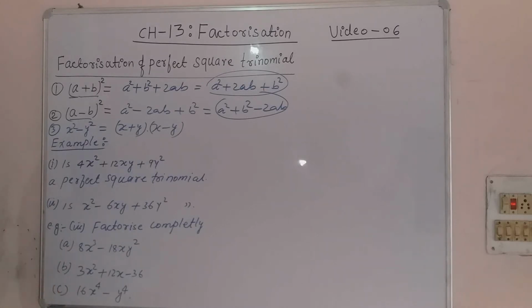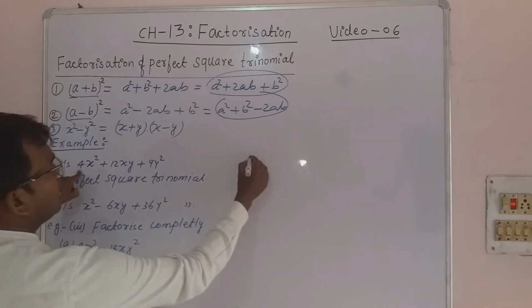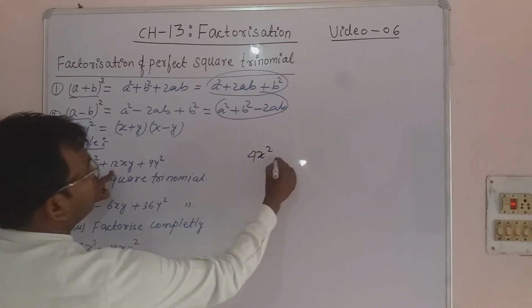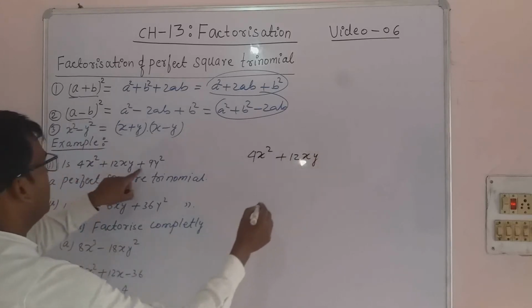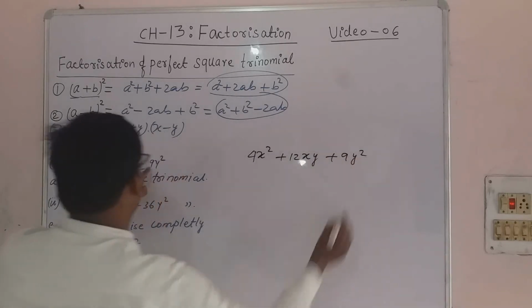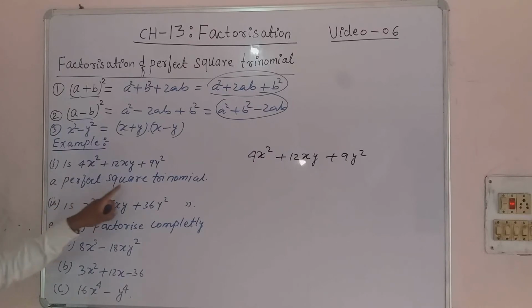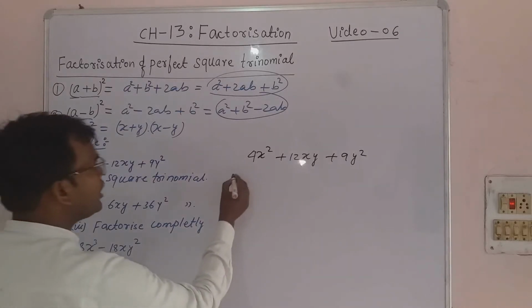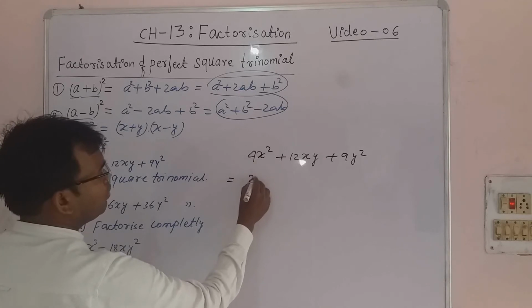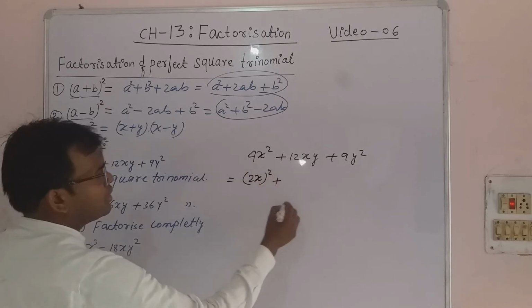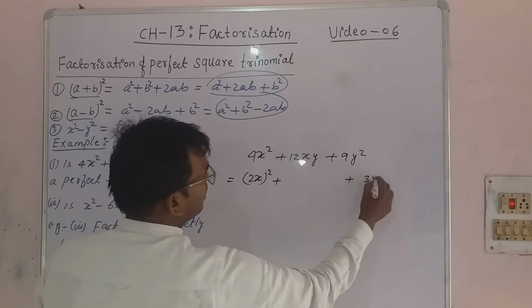So see, I have one question. Example 1: 4x square plus 12xy plus 9y square, is it a perfect square trinomial? If this expression is in this form or this form, then this is called a perfect square trinomial. So check it. You can write 4x square as (2x) whole square, and 9y square as (3y) whole square.